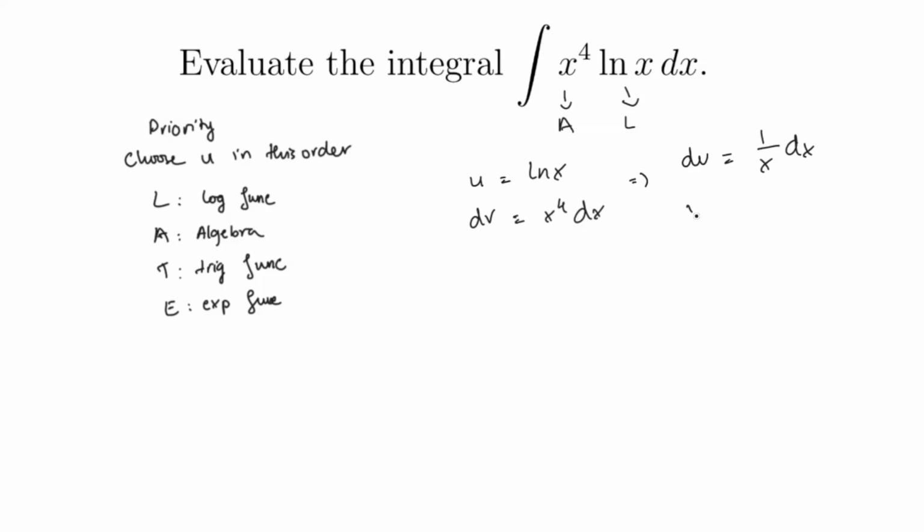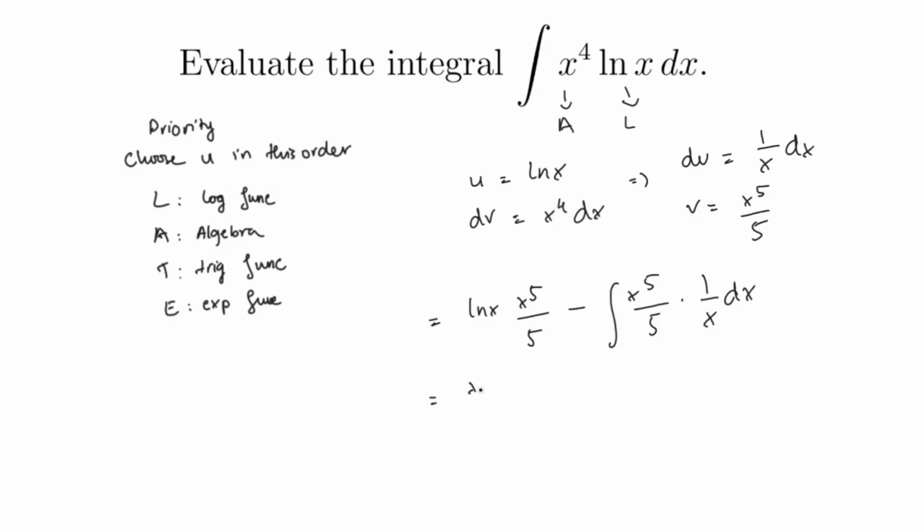And we integrate to find v. So v equals x to the 5 over 5, because the antiderivative of x to the 4 is x to the 5 over 5. Next, we apply integration by parts. This integral equals uv, so natural log of x times x to the 5 over 5, minus the integral of v du, which is x to the 5 over 5 multiplied by 1 over x dx.